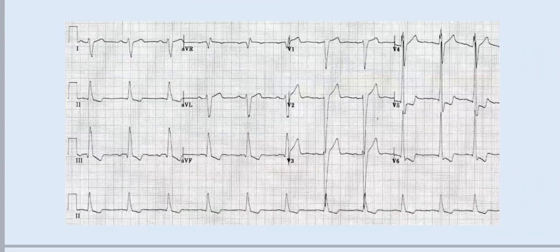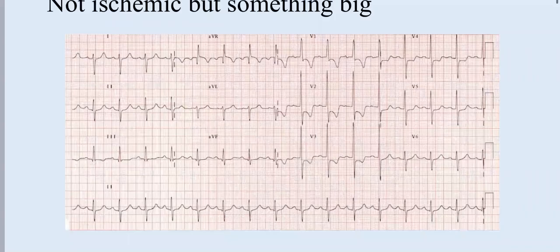And this is, what is this? Again, I have dramatic T-wave inversion and ST segment depression in V1 to V3. What is this? RVH with the strain pattern. Yes, this is RVH with the strain pattern, okay?